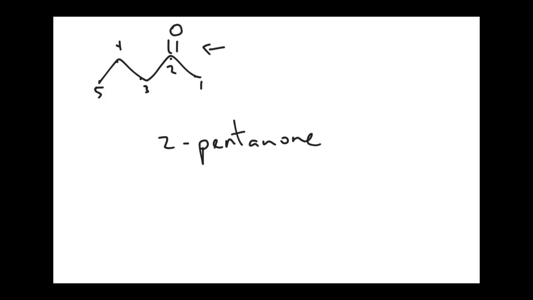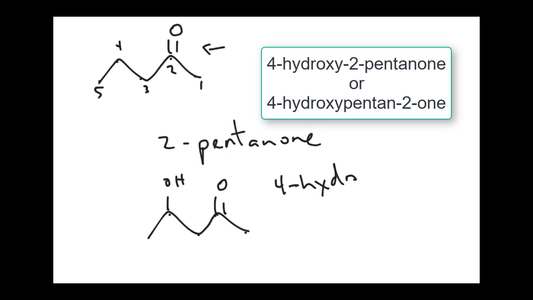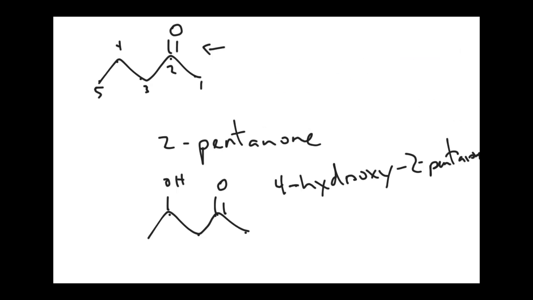So the ketone has higher priority than the alcohol and the alkyl halides. So if we were to add on another group, for example, the alcohol group here, this would still be a 2-pentanone, but I would need to indicate that there is now a hydroxy, and it would be in the 1, 2, 3, 4 position. So I have a 4-hydroxy-2-pentanone. Hopefully you can read that at the end.